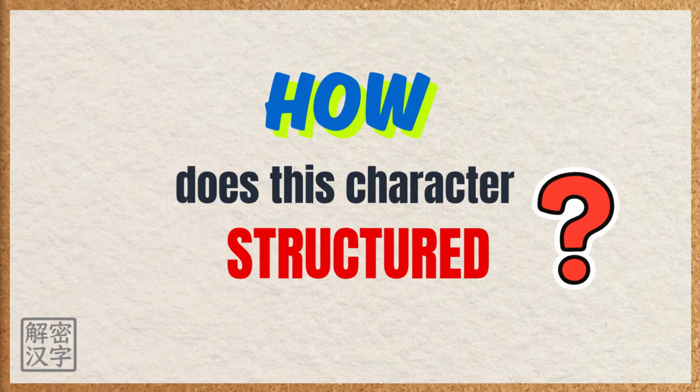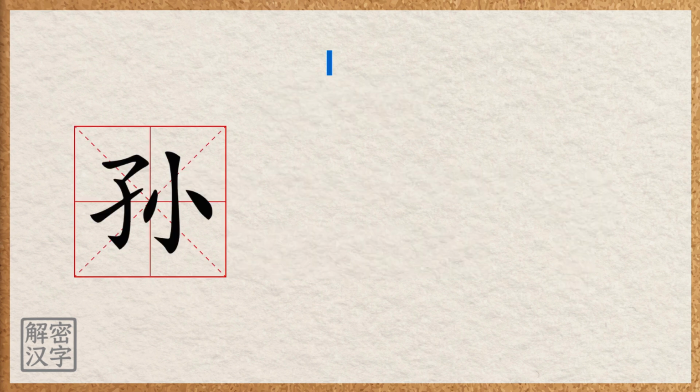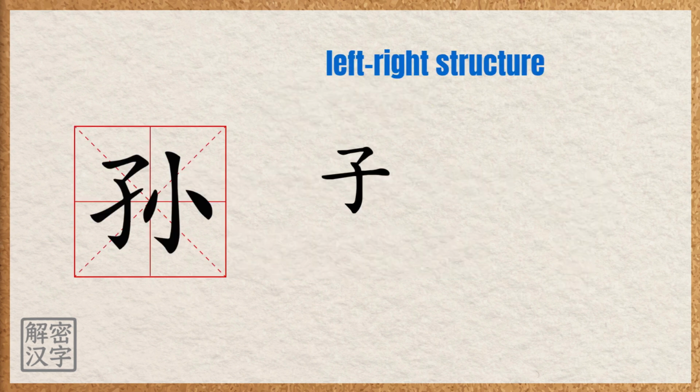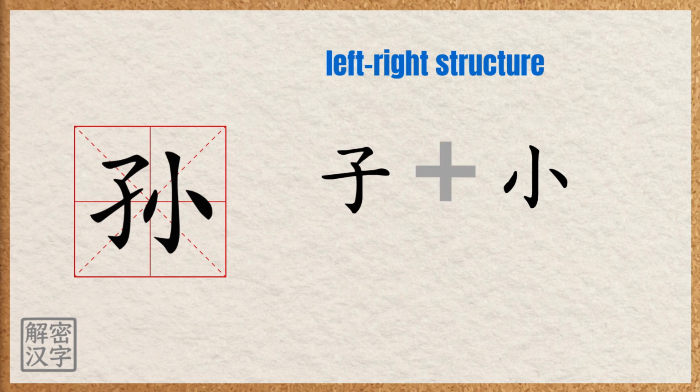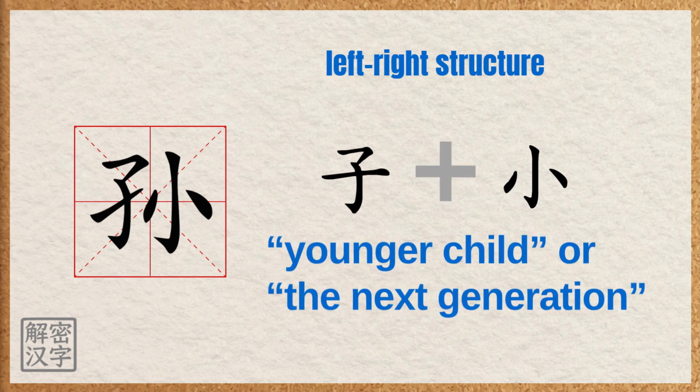How is this character structured? The character Sun has a left-right structure. On the left is zi, meaning child, and on the right is xiao, meaning small. Together, they suggest the idea of a younger child or the next generation, that is, a grandchild or descendant.